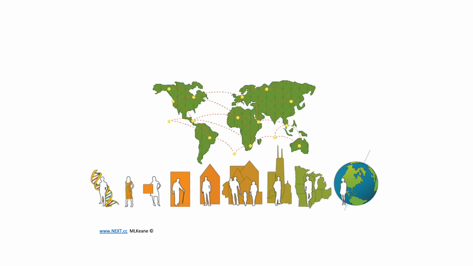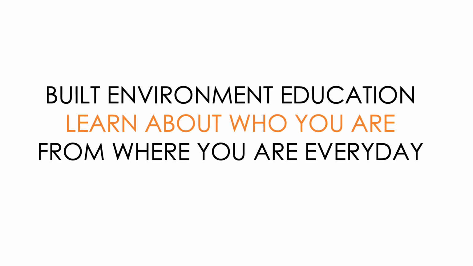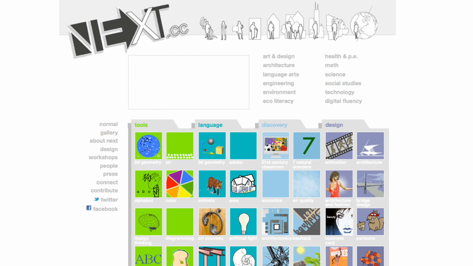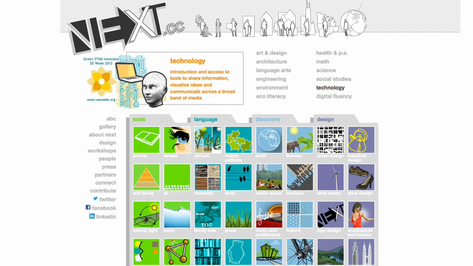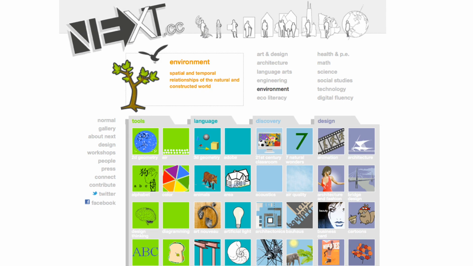It introduces design across 9 connected scales: nano, pattern, object, space, architecture, neighborhood, urban, region, and the world. And it shows us that anytime humans create something, they at least influence the lesser scale and the larger scale, if not more than one scale. So learning about who you are from where you are every day is possible today in new ways with the internet.